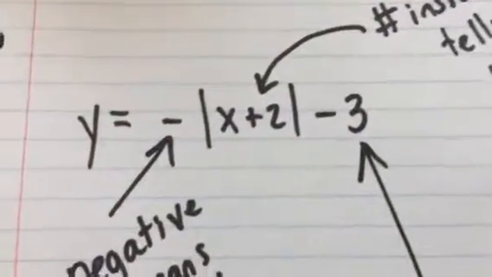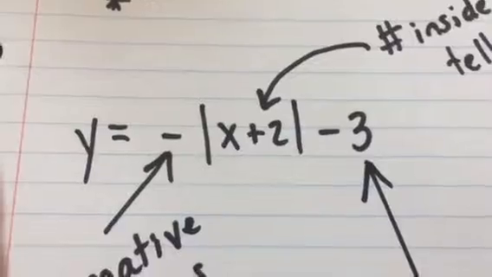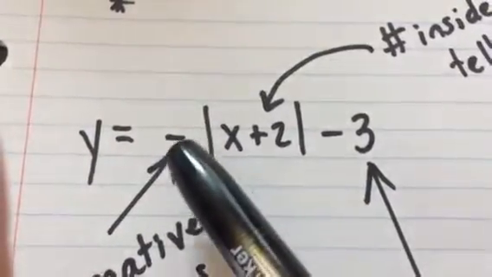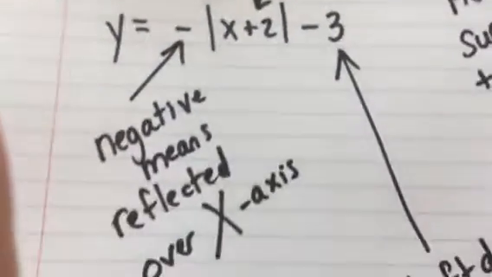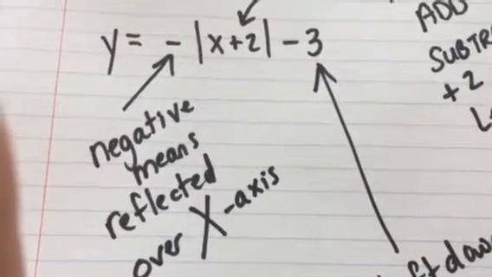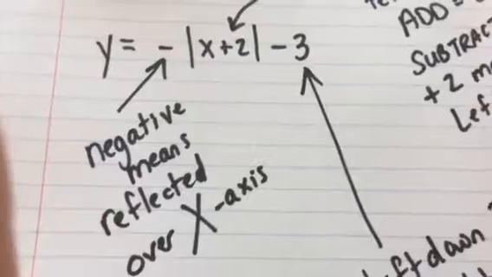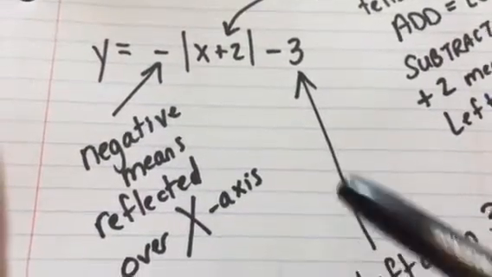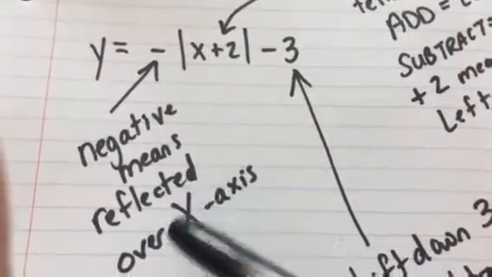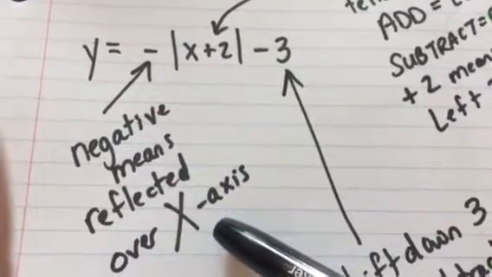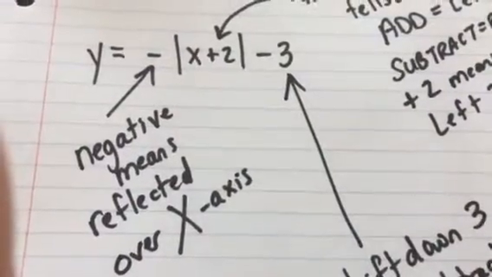This one has a little bit more to it. We're going to go over 3 pieces of this function. So let's first of all talk about the negative sign. If there is a negative that is out in front, so to the left of the absolute value brackets, then that tells you that the absolute value function is going to be reflected over the x-axis. Okay, so in other words, it's like a flip.